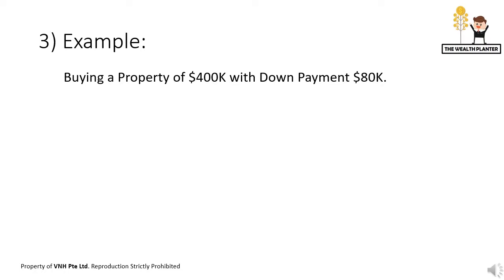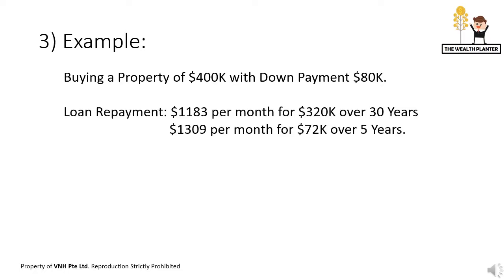To buy the property, Alvin needs to guarantee his company to get a mortgage loan of $320,000. So every month, he will need to make installment for 2 loans. $1,183 for the $320,000 mortgage loan and $1,309 for the $72,000 personal loan. So total, he needs to pay $2,492 every month.